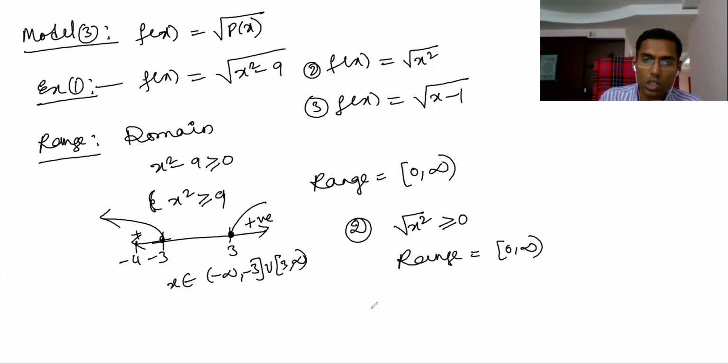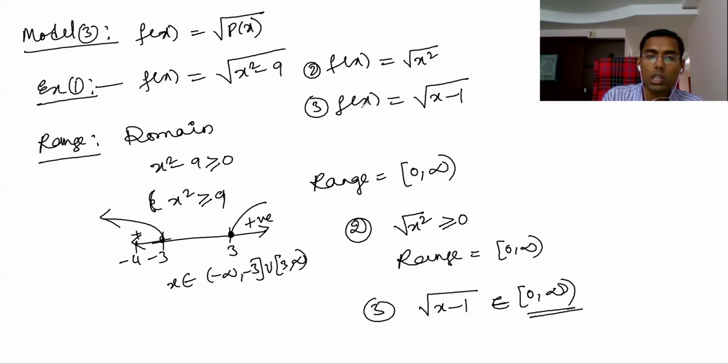For the third question also, what is the range? Under root of x minus 1. Here also, what is the range? This also is 0 to infinity. If you put x equal to 1, it is 0. If x is more than 1, then you get more value. That is all the positive values you get. So these questions are all like this only.